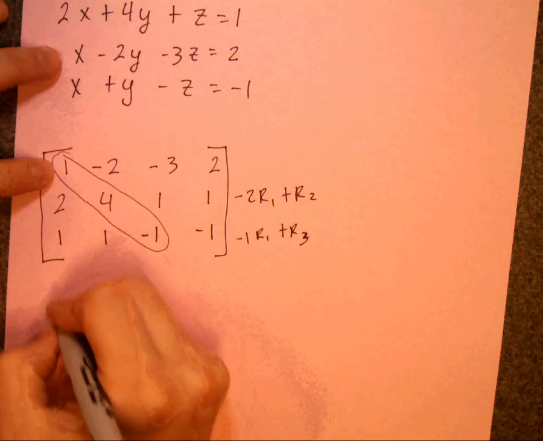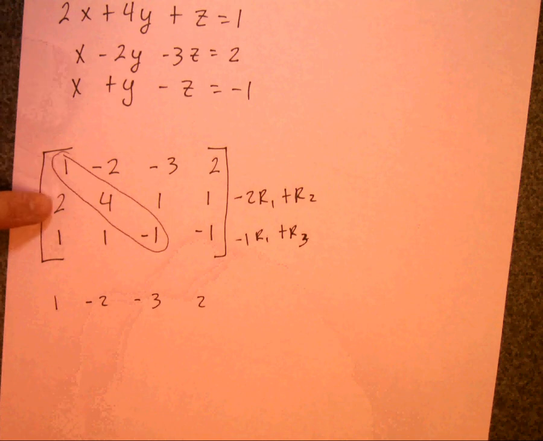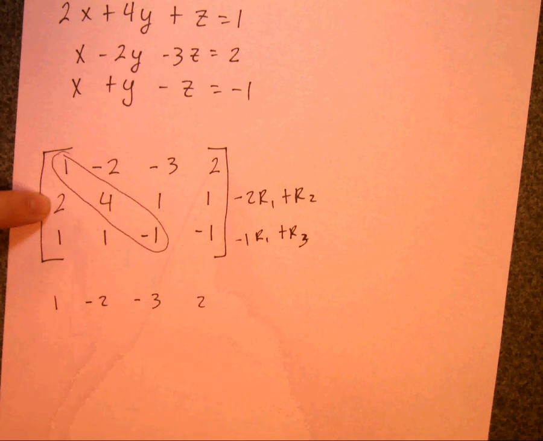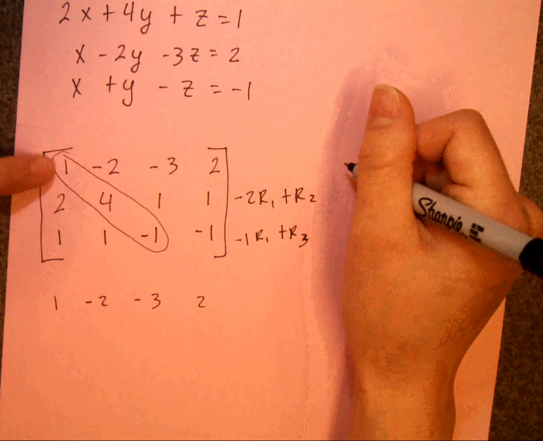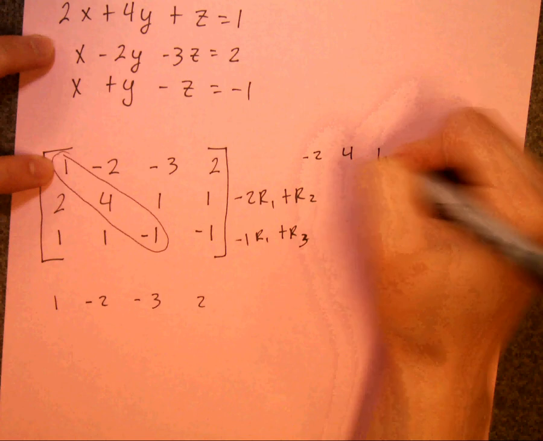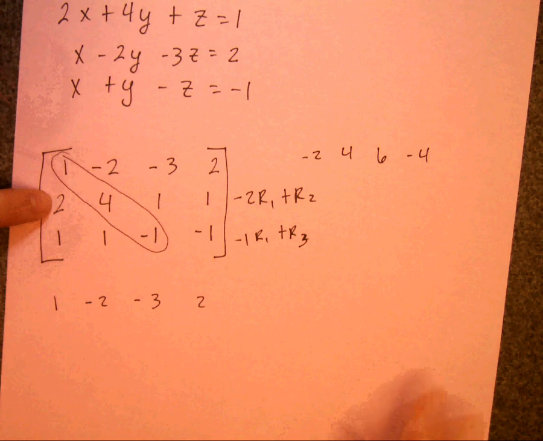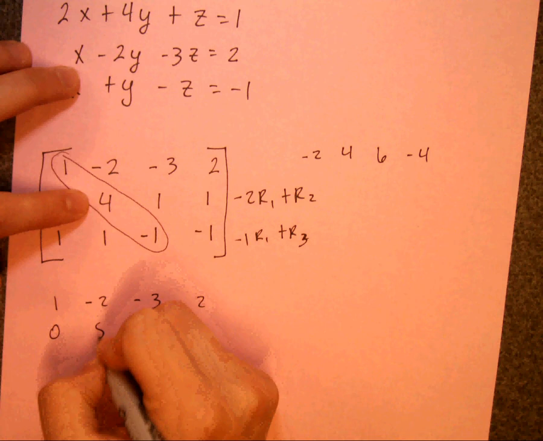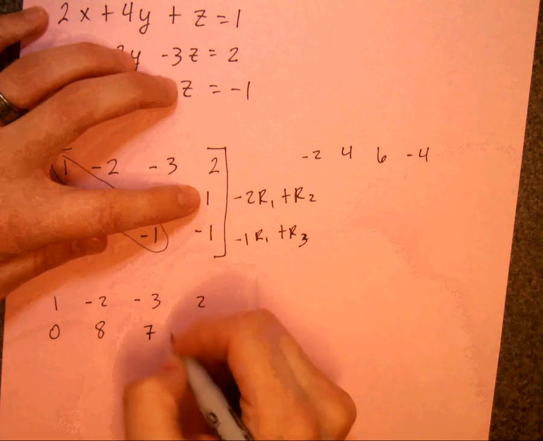So I have 1, -2, -3, 2. It didn't change. For row 2, I'm taking -2 times row 1 and adding it to row 2. If you need to, come out to the side and write what that is. If I multiply row 1 by -2, I get -2, +4, +6, -4. Now these are the values I'm going to add to row 2. So -2 plus 2 gives me 0. 4 plus 4 gives me 8. 6 plus 1 gives me 7. And -4 plus 1 gives me -3.